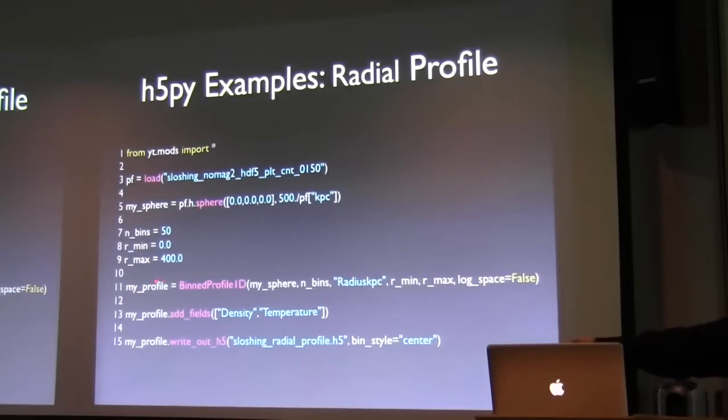Then I take my profile object I've created, I add a couple fields, density and temperature, and then I call this second method, my profile write out h5, which is going to take this file name, which I'm just calling sloshing radial profile.h5. And the second argument here, the optional argument, is the bin style, which basically says that the radius that's going to be dumped out into the file for each bin is going to be the center radius of the bin. The other options are like the lower radius and the upper radius.